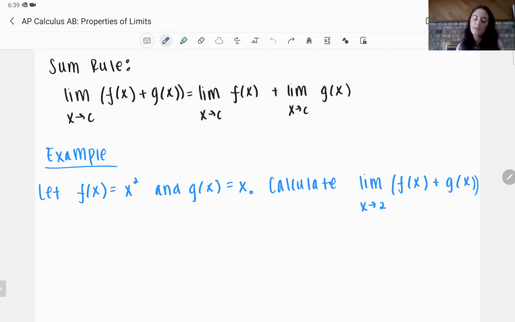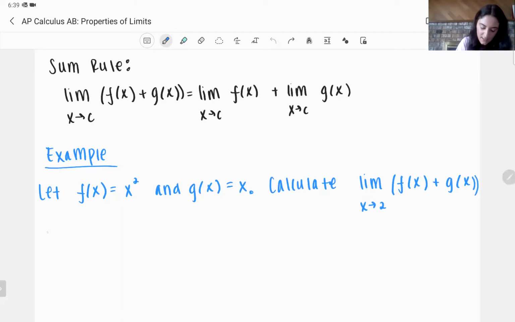So we have an example here that we'll do. It says, let f of x equal x squared and g of x equal x. Calculate the limit as x approaches 2 of f of x plus g of x. So the sum rule is telling us that we can just calculate these limits separately and then add our final answers together. So let's do that.